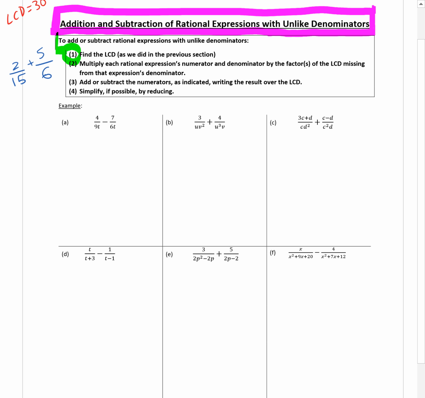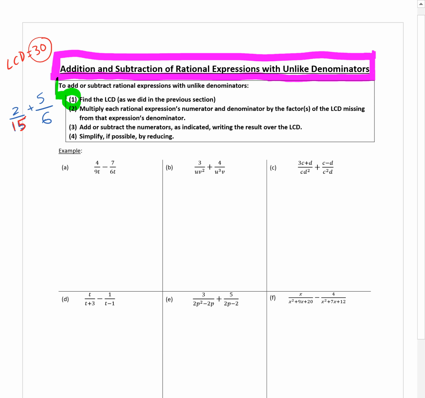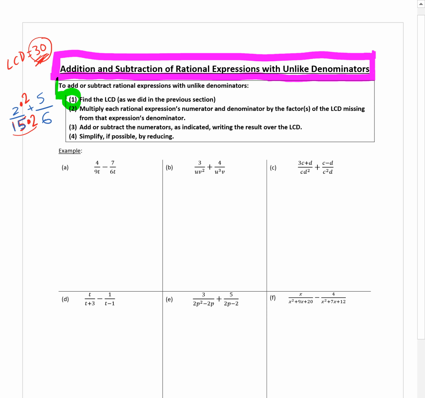Okay, and then now we're on step 2, where you multiply each of those rational expressions or fractions, the numerator and the denominator, by the factors of the least common denominator missing from that expression's denominator. So in other words, 15 is made up of what? Its building blocks are 3 times 5. So you want to build it up to 30. What is it missing that 30 has? Well, it's missing a 2. If we multiply it by a 2, then it'd be perfect. It'd have the denominator I want. So that's really what this is saying: what is your denominator missing that the least common denominator has? You multiply by it just to make sure your common denominator is that.